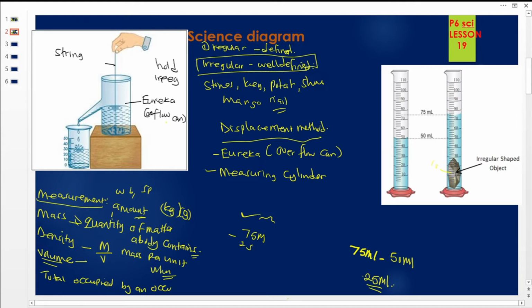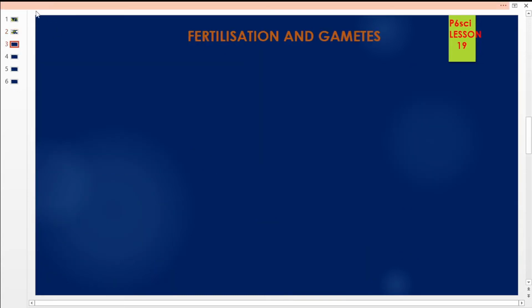So this is what we call the displacement method, which was discovered by a scientist called Archimedes. Alright, so that has been the science diagram within this lesson. Let us continue with our lesson, our topic, human body.